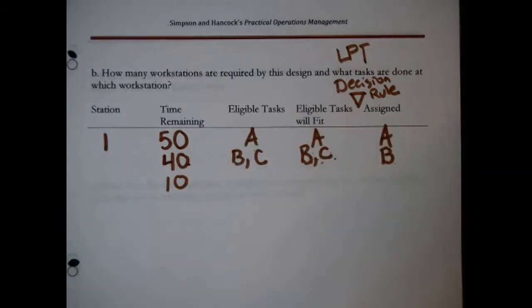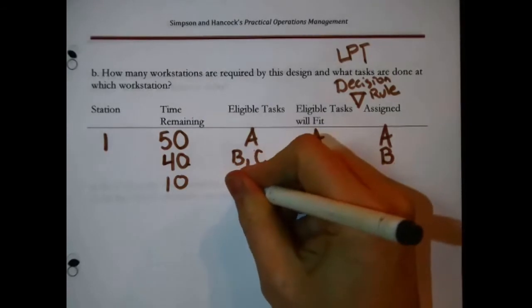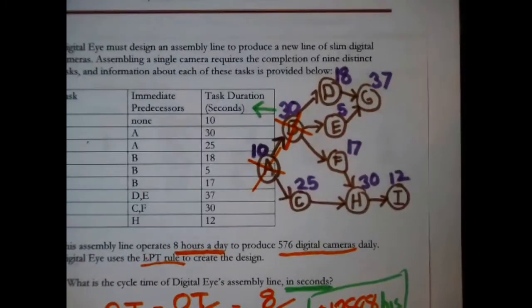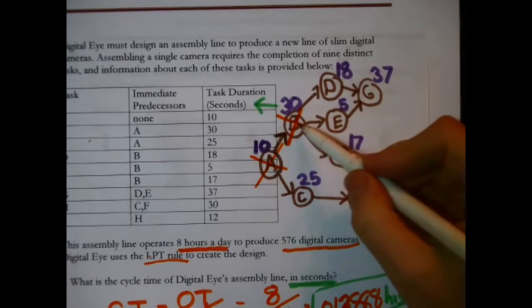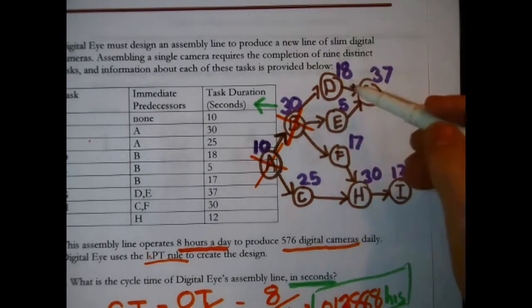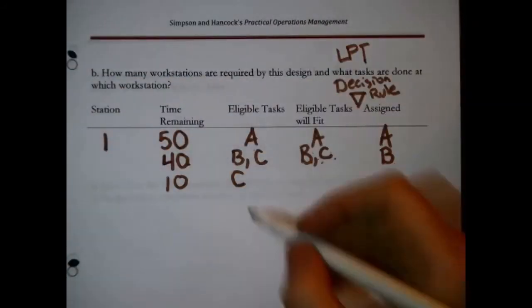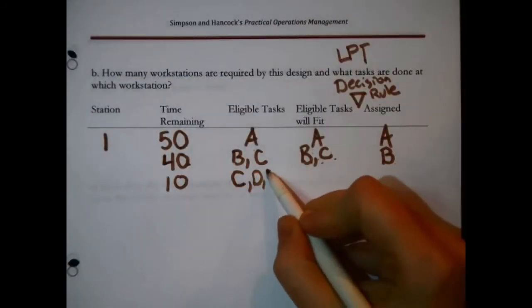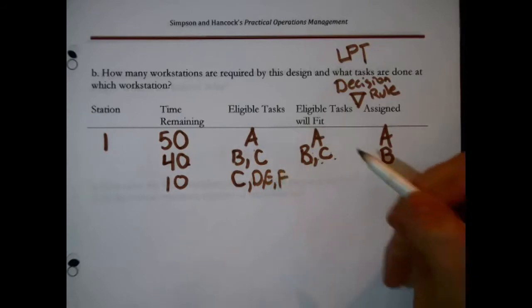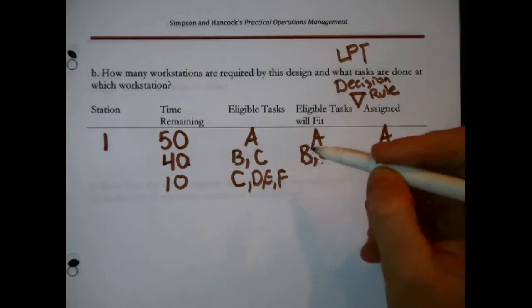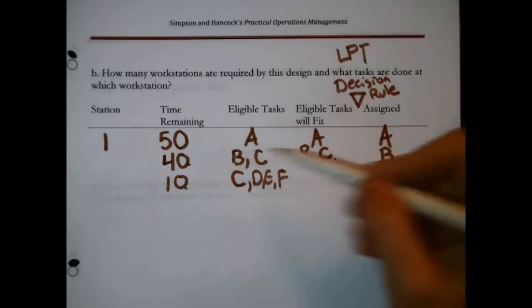Who is eligible? Well, we're still trying to find a home for C. It's still eligible in terms of precedence relationships. Now that we've completed B, that's opened up D, E, and F in terms of next steps. List them: D, E, and F. Now, this is precedence relationships. These are all next steps that are allowable, but there's only 10 seconds left at this workstation.